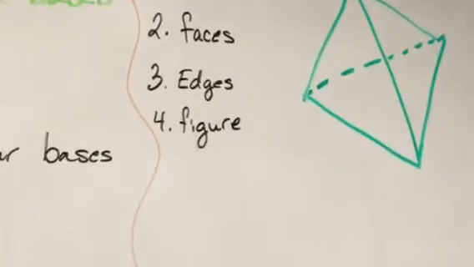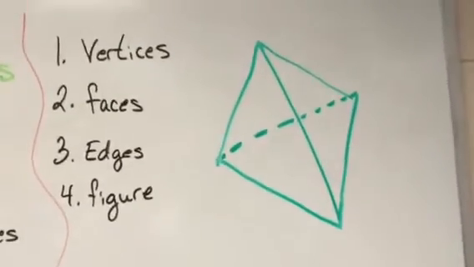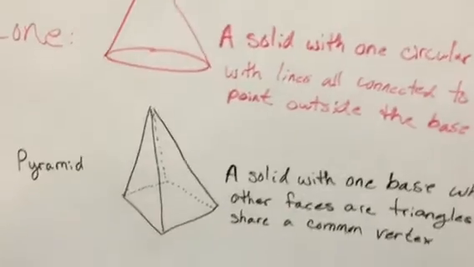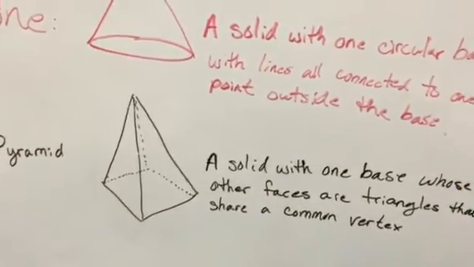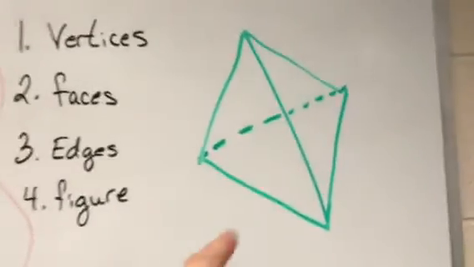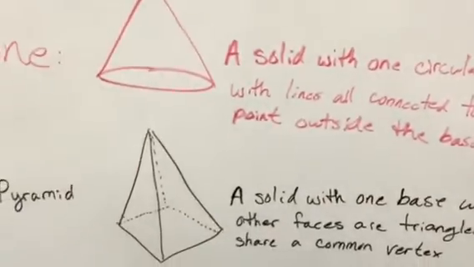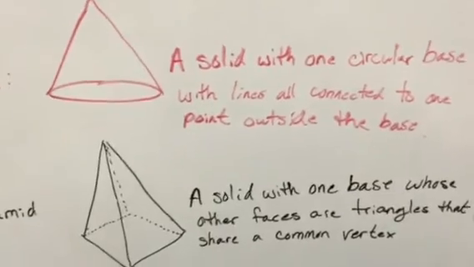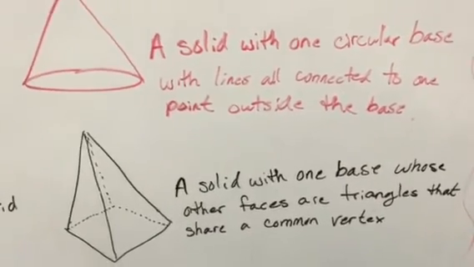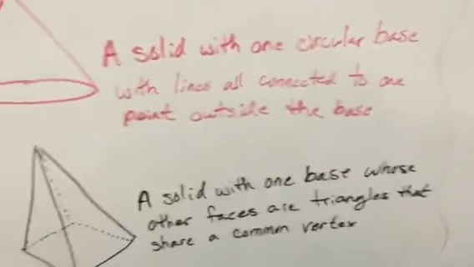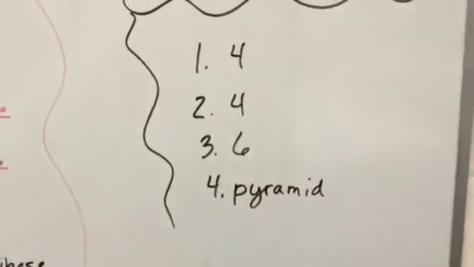And what figure are we looking at? I know it doesn't really look like a great picture of it, but that would be just like this. The only difference is in the bottom, the base, is a triangle here, and over here, the base is a square. But either one could count. All it is a solid with one base. It doesn't say what shape it is. So the answer for number 4 is pyramid.